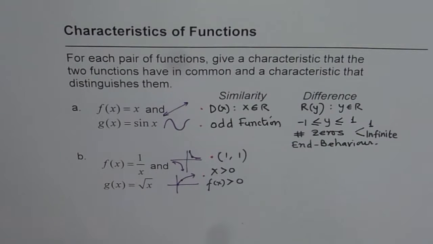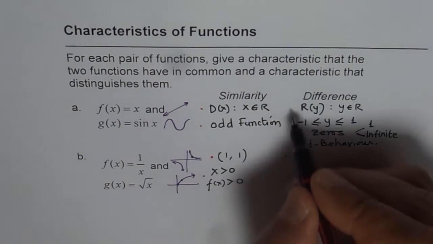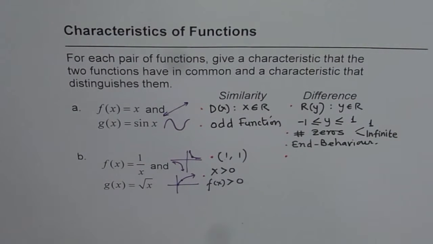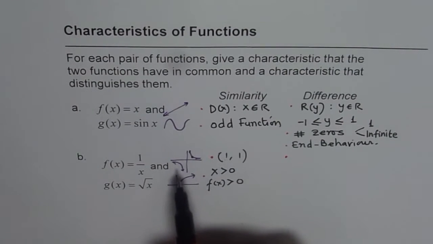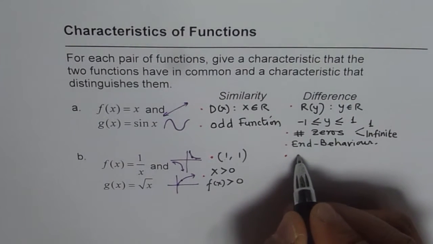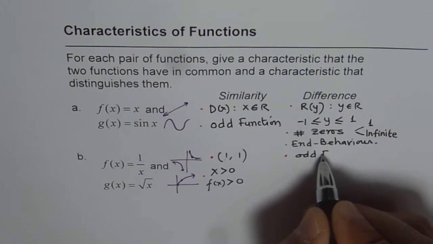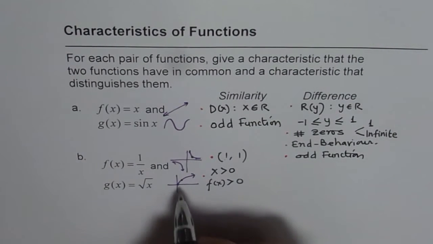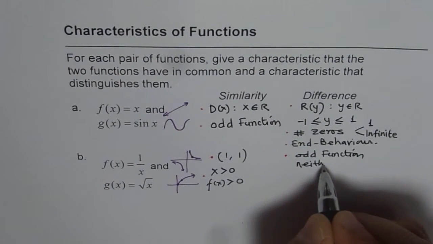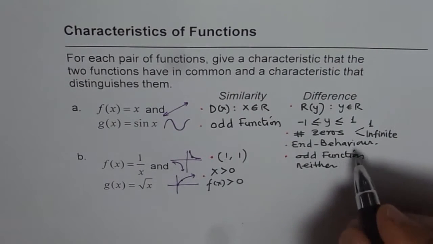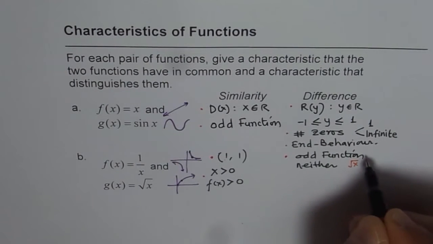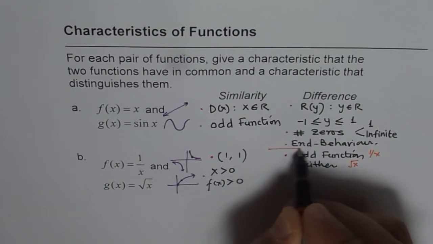The other similarity is that for x greater than 0, f of x is also greater than 0 for both the functions, right? So these are definitely two similarities. As far as the differences are concerned, we can list many differences between these two functions. One of the differences could be that the reciprocal function is an odd function, whereas the square root function is neither. This is neither for the square root function and odd for 1 over x.